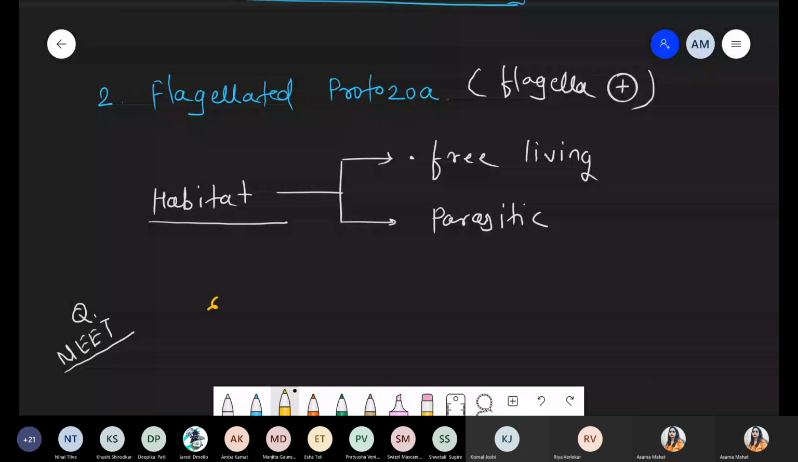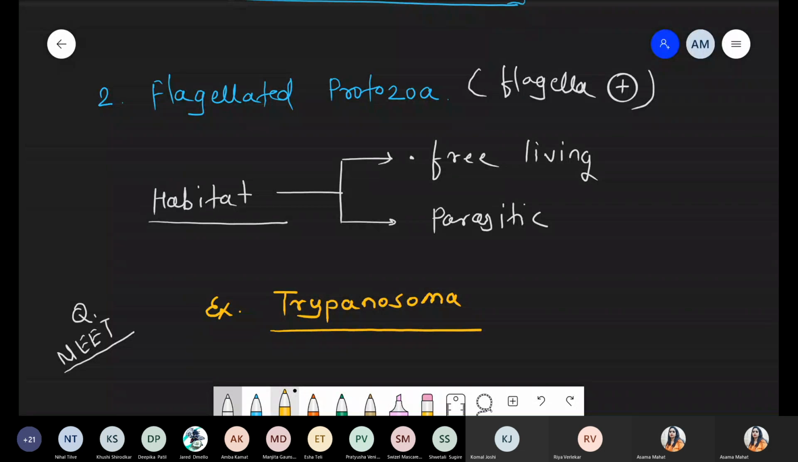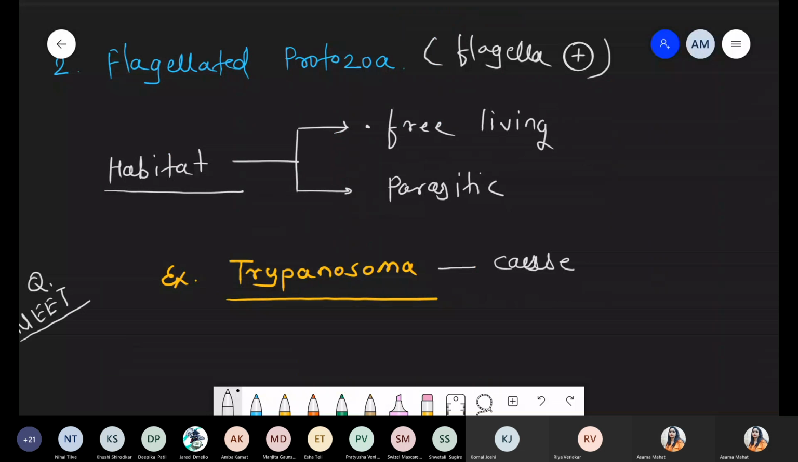So first of all, we are taking one example. That example is Trypanosoma. This Trypanosoma is responsible for sleeping sickness disease in African rural areas. Definitely, we are talking about parasitic, flagellated protozoa, and they cause sleeping sickness disease.